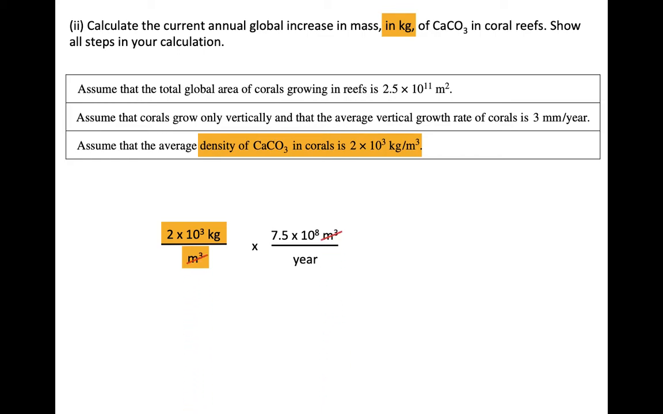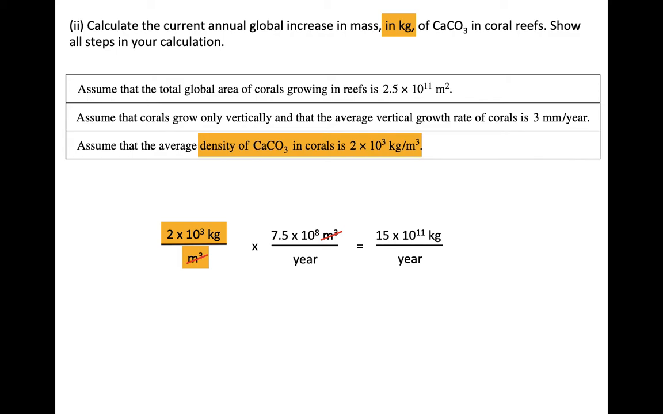And when we do that, we see that the cubic meters in the denominator cancel with the cubic meters in the numerator. So multiplying across, we have our digits. 2 times 7.5 is equal to 15. And then our exponents, 10 to the 3rd times 10 to the 8th. Since they're being multiplied, we add our exponents, which gets us 10 to the 11th. The unit of measure in the numerator is kilograms. The unit of measure in the denominator is years, which again, we are looking for annual global increase. So annual is per year, so that's all good to go.